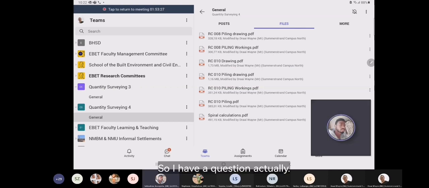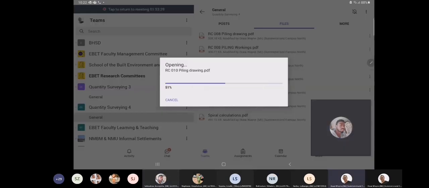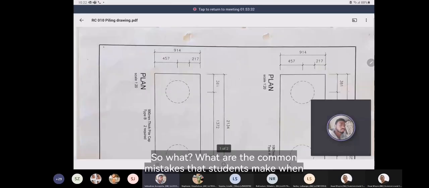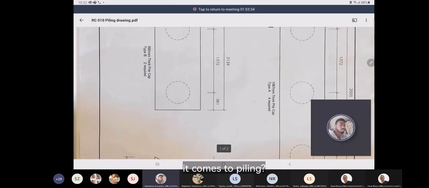So I have a question, actually. Yes, Mr. Sekwakwa. So what are the common mistakes that students make when it comes to piling?